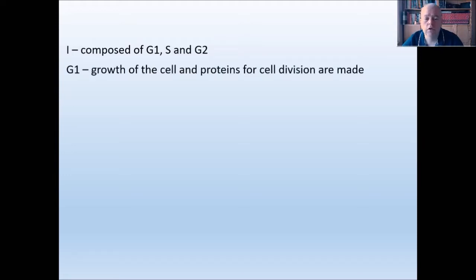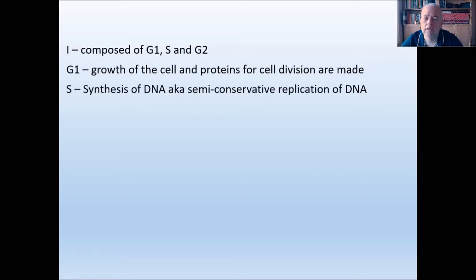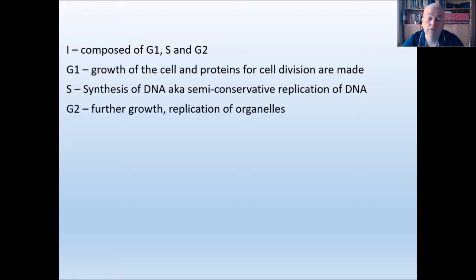So G1, we're looking at growth of the cell and production of proteins for cell division. That's called gap 1. As I said before, I prefer the word growth, it's more descriptive of the process. We're then moving on to S. S is when we've got our DNA synthesis, our semi-conservative replication of DNA. We then have G2, and G2 is further growth and replication of the organelles ready for the actual cell division process. As we move on from G2, that's the end of interphase.